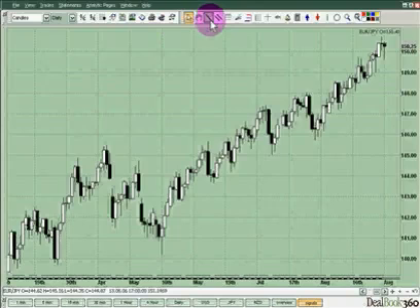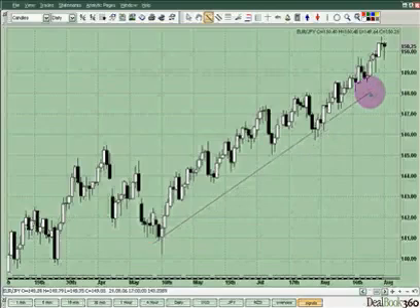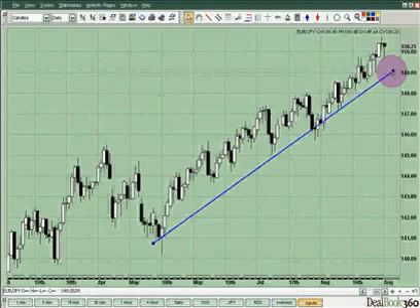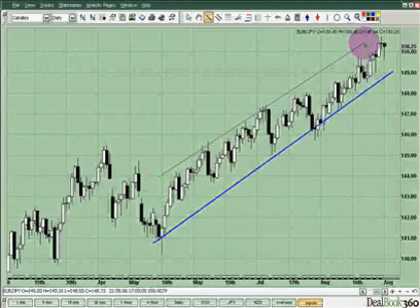See, one of the nice things about trading currencies is once they get going, sometimes they just keep on going. And look at that. That's a nice trend channel there. This is a thing of beauty. You know why? Let me tell you.